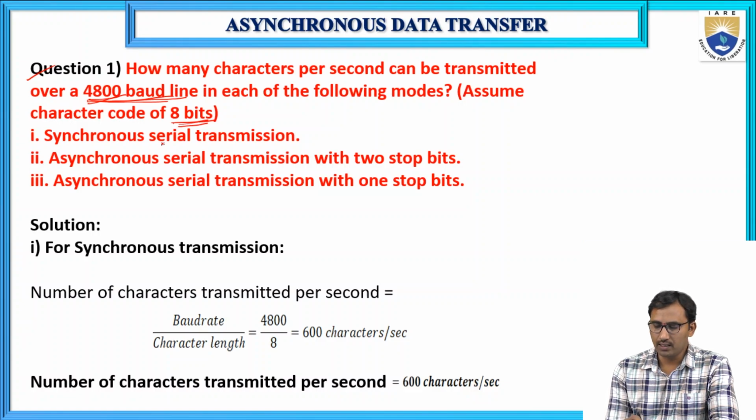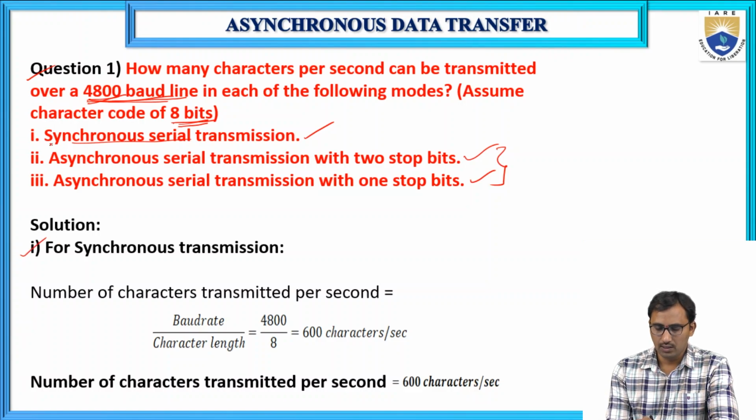So we need to find the number of characters transmitted per second in synchronous serial transmission, similarly asynchronous serial transmission with 2 stop bits, and asynchronous serial transmission with 1 stop bit. Because in asynchronous transmission we use start bits and stop bits, but in synchronous serial transmission we don't use any start and stop bits. So let's see the solution.